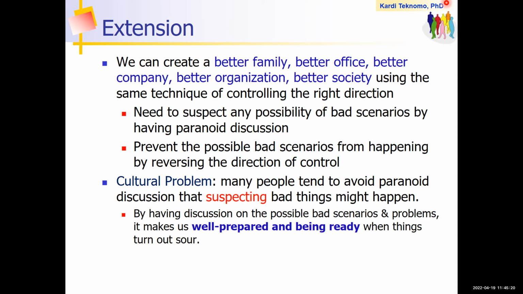We need to suspect. Suspecting is not necessarily a bad thing. I don't agree that we should always think positively. We need to use both positive and negative for our case. So in this case, you use the bad things, the bad scenario possibilities, through paranoid discussion, and then you reverse the process. If this happens, how are we going to prevent it? By reversing the direction of control. That means I will change the contract, I will change the reward.